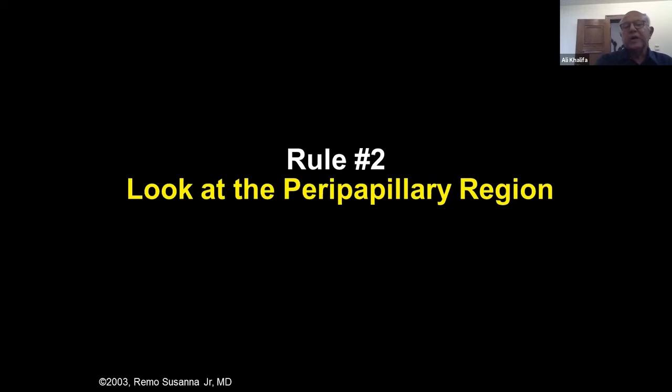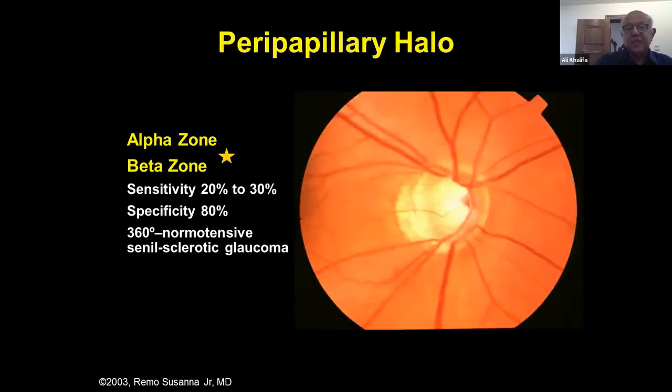Rule 2, we look at the peripapillary region. As we all know, we have the alpha zone, which is next to the optic disc. When beta zone occurs, it pushes the alpha zone outside. The alpha zone is a pigmentary area, while the beta zone is an atrophic, whitish area next to it. That is the beta zone. And beta zone has a sensitivity of 20% to 30% and specificity of 80% in glaucoma.